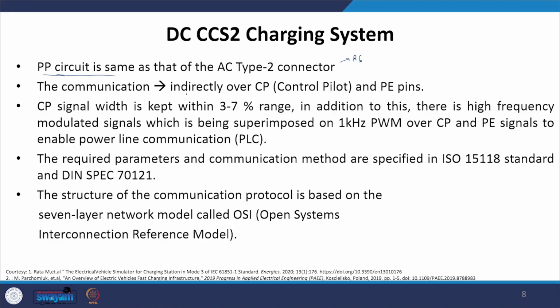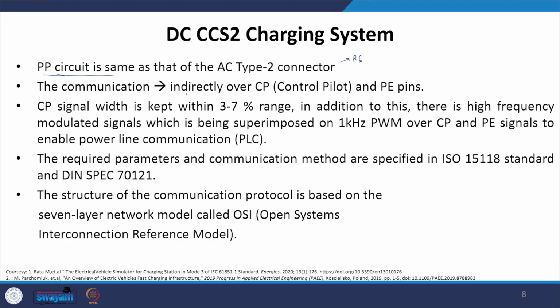However, in case of DC charging system, since our power conversion unit is kept outside the vehicle and we are actually plugging in directly DC into the vehicle, we need to ensure that a lot of information related to the battery like voltage, current, temperature has to be shared from the BMS to the EVSE, and that is when we require a dedicated communication channel which is happening over the CP line.